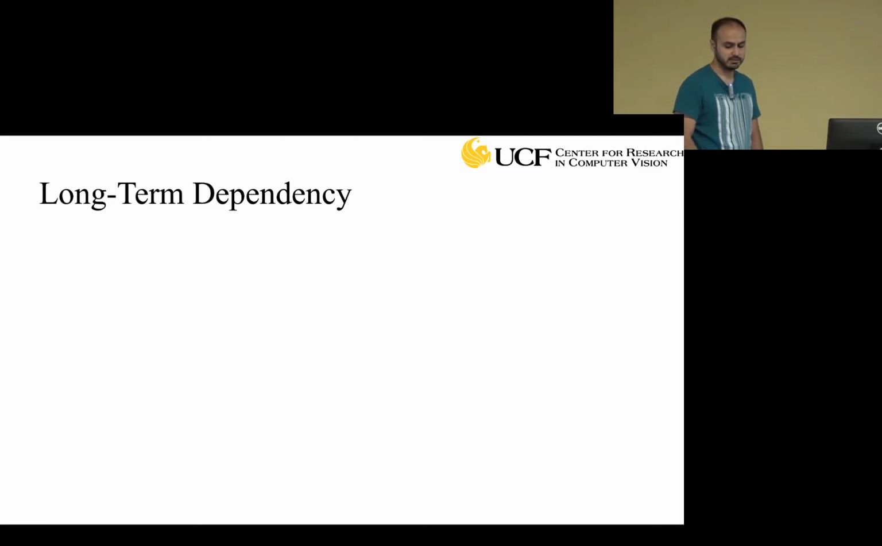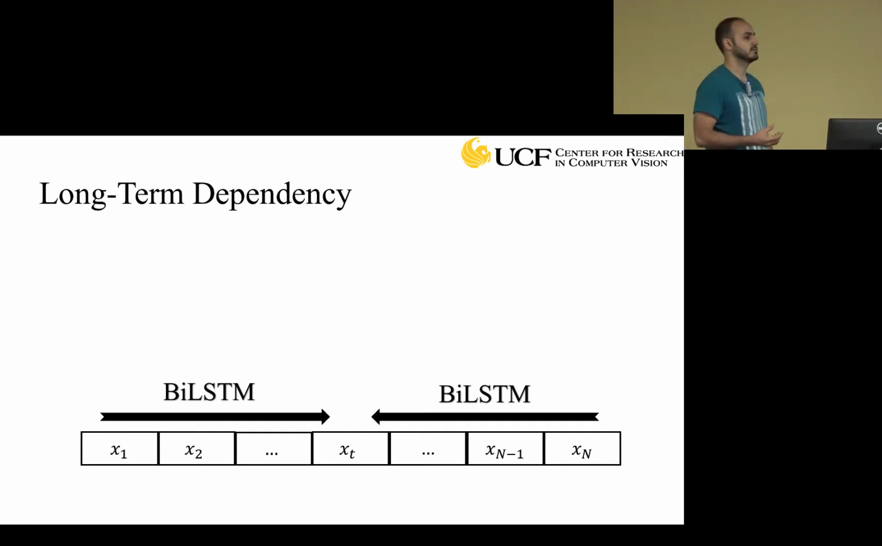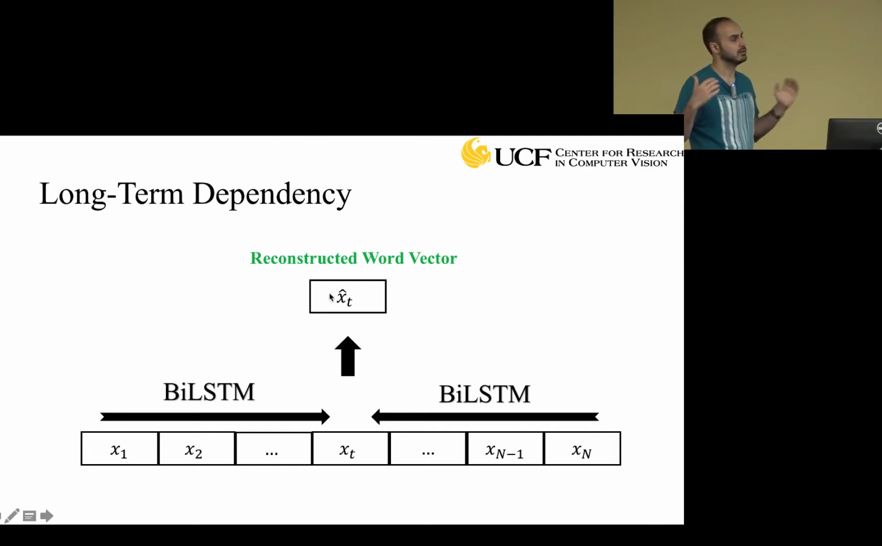For the long-term dependencies, we use bidirectional LSTMs. Bidirectional LSTMs actually consist of 2 LSTMs. One of the LSTMs starts encoding the words from the first word to the last word. The other one does the same thing in the reverse order, from the last word to the first word. At each time step t, we aggregate the output of these two LSTMs to reconstruct x hat t. We call it long-term dependencies because x hat t depends on all the words in the sentence, from x1 to xn.